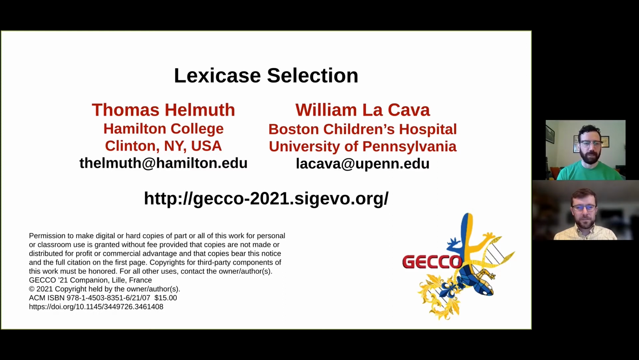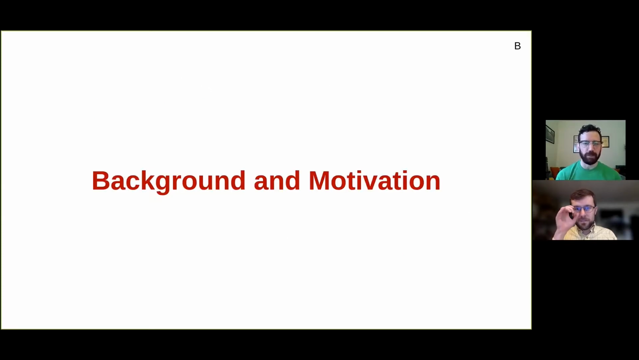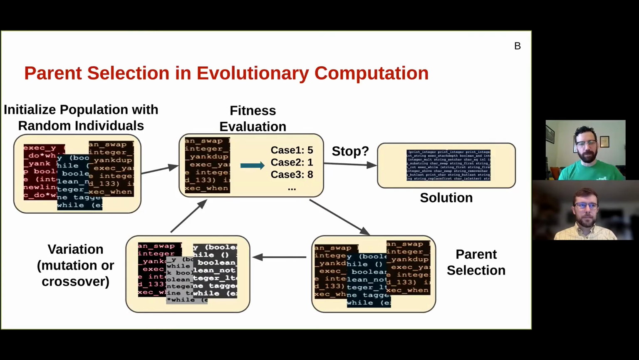Thanks, Tom. Yeah, so let's start with some background and motivation for why we want to do Lexicase selection. And I'm going to assume that most of the audience members here are familiar with evolutionary computation, but just in case you're not, let's step through a basic version of what evolutionary computation systems look like. So Lexicase selection is a parent selection technique that you use in evolutionary computation. And in order to understand what that means, let's look at the basic steps.